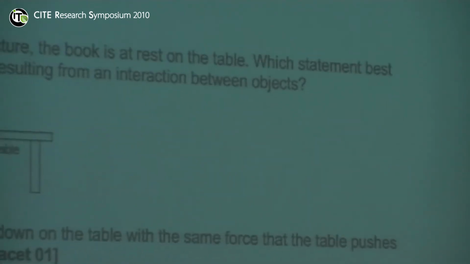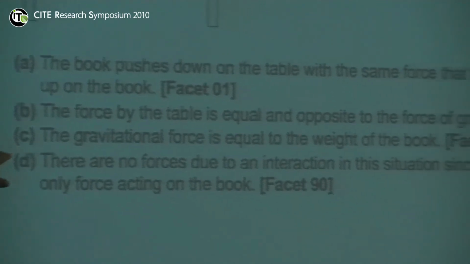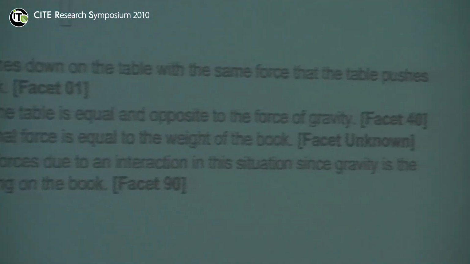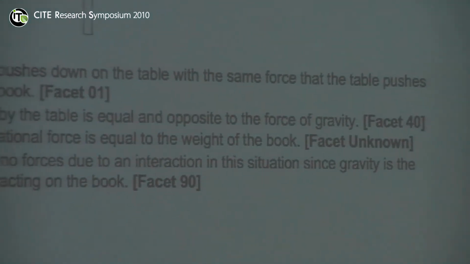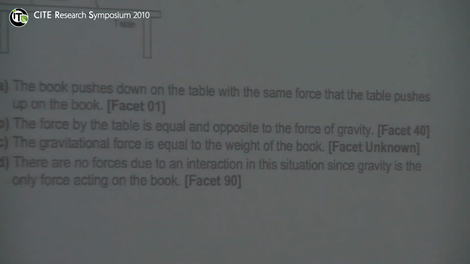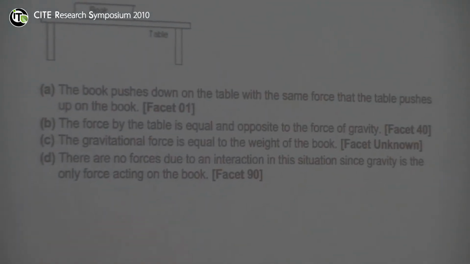So we have 4 choices here. You can see them. The book pushes down on the table with the same force that the table pushes up on the book. The force by the table is equal and opposite to the force of gravity. The gravitational force is equal to the weight of the book. There are no forces due to an interaction in this situation since gravity is the only force acting on the book. So what I'd like you to do at your table is just share your ideas.